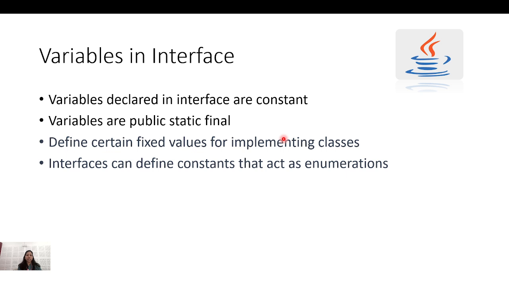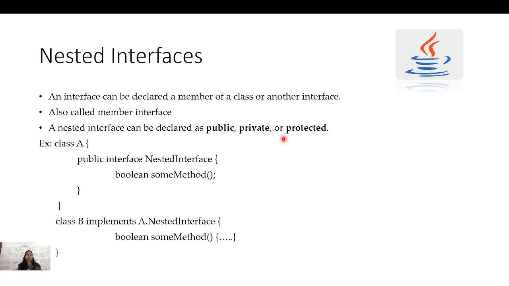Okay, interfaces can define constants that act as an enumeration. In an enumeration, we declare a particular enum type, and the same I can do in interfaces. Now, nested interfaces. If I want an interface inside an interface, that is called a nested interface. An interface can be declared as a member of a class or another interface.